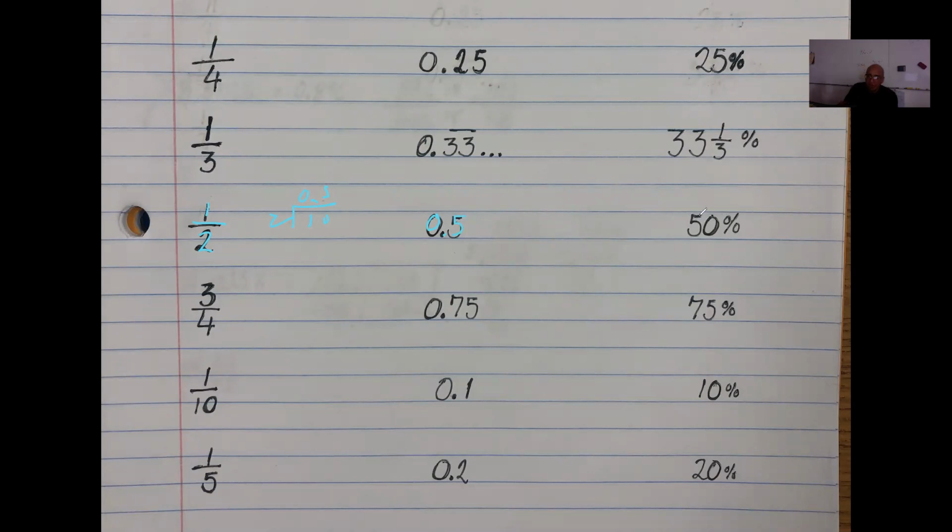Expressed as a percent, we should know that half is the same thing as 50%. If you get 50% of something, you're getting half of it. If something is 50% off, that means it's half off. You're taking off half of it. If your battery on your laptop or phone is at 50%, then you know that it's halfway. All right, so 1/2 is 0.5, 50%.